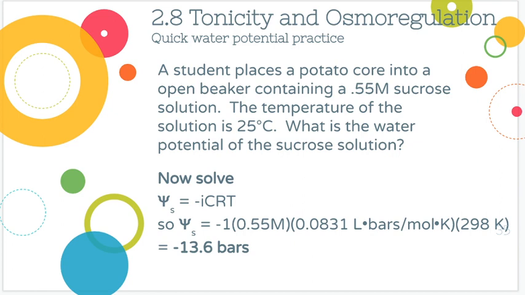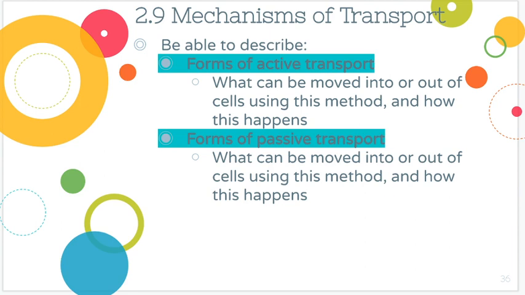All right. So let's talk about mechanisms of transport super briefly, because this was a little bit repetitive. You have to be able to describe the mechanisms of transport. In other words, the forms of active transport, what can be moved into or out of cells using this method, how does this happen, what kinds of passive transport are there, what can be moved into or out of cells using this method, how does this happen. When I looked at the course exam description, the CED, it was not real descriptive about what should be discussed here. I felt those things had already been discussed in some detail earlier, so I just wanted to revisit and say, you've got to be able to describe these things.